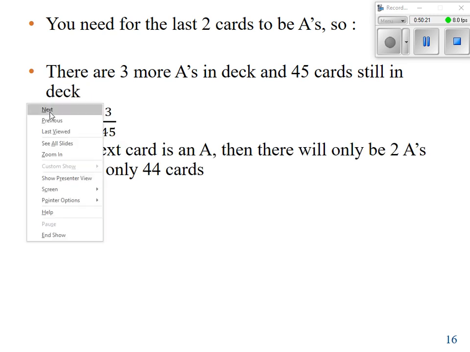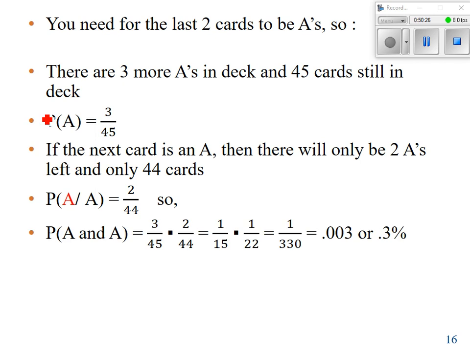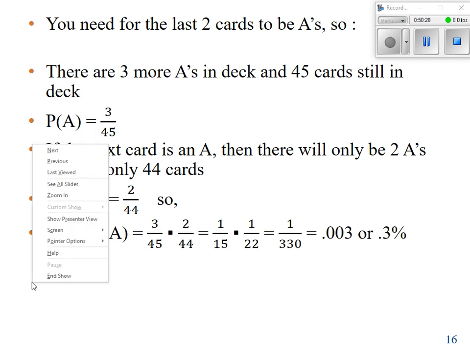3 out of 45, we did all this. Second ace, 2 out of 44, comes out to about 0.3%.